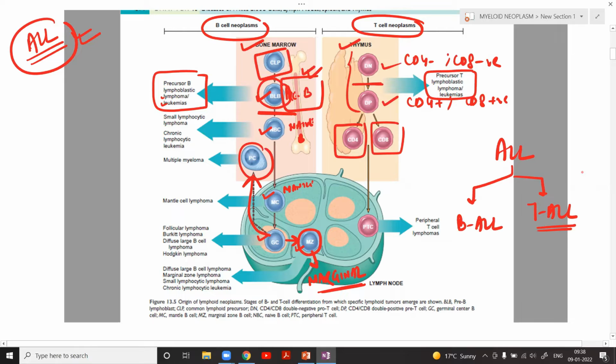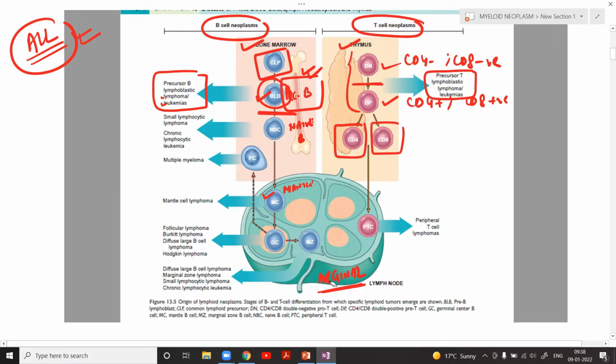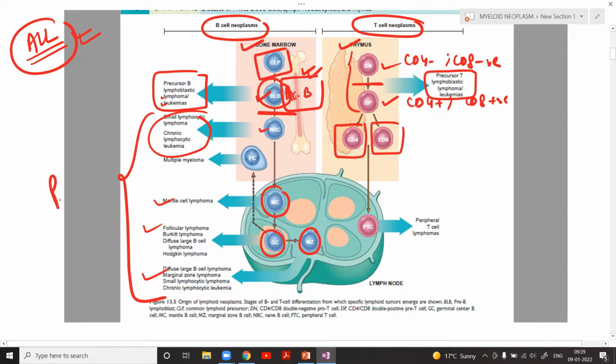Now you must be wondering what happens if the tumor is arising from the other parts. So for example, as I told you, the precursor B cells form naive B cells. Some tumors can arise from the naive B cell. They are called CLL or SLL. Some can arise from the mantle cell, called mantle cell lymphoma. Some can arise from the germinal center, like follicular lymphoma, Burkitt lymphoma, DLBCL, Hodgkin's lymphoma. Some can arise from the marginal zone, that is the marginal zone lymphomas. Even DLBCL, SLL and CLL can also arise from the marginal zone. All these tumors which are arising after the precursor stage are called peripheral B cell neoplasms.